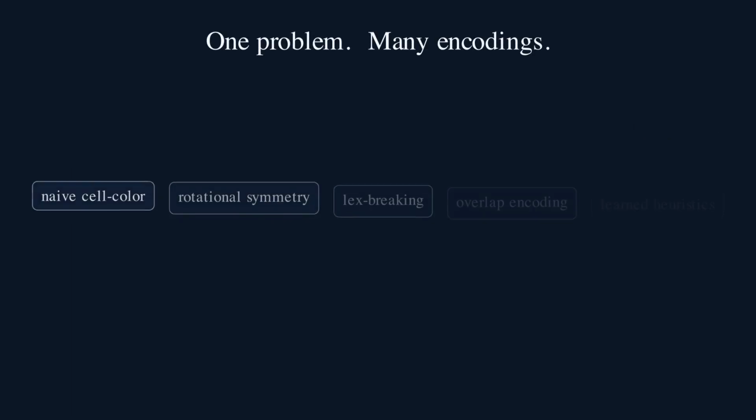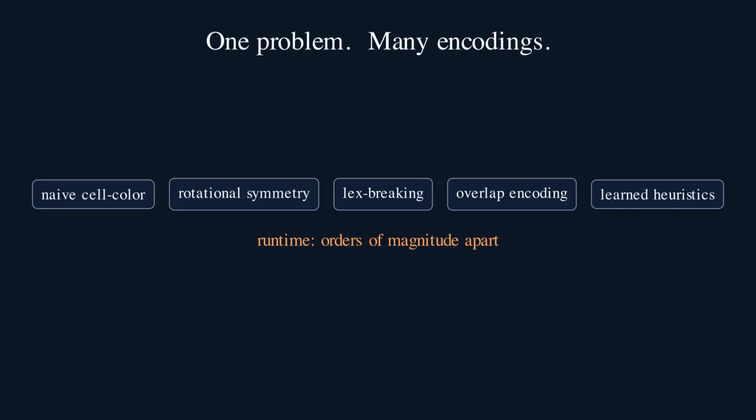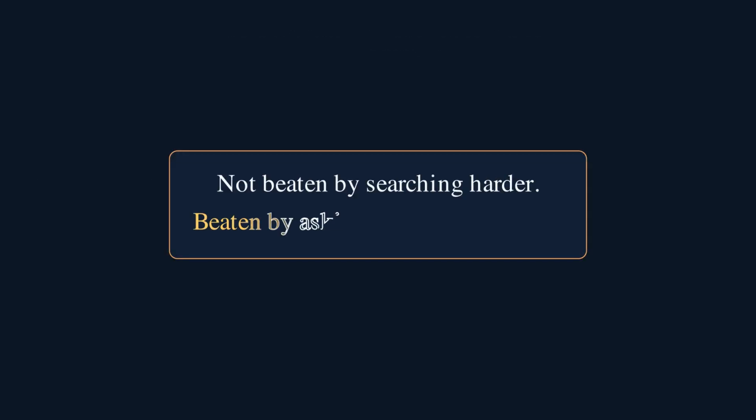This rotational trick is one reformulation. For a SAT solver, how you encode a problem can change the runtime by orders of magnitude. Choosing encodings well is an active field with its own heuristics and benchmarks. The 17 by 17 conjecture did not fall to brute force. It fell because someone asked the solver for the right thing.